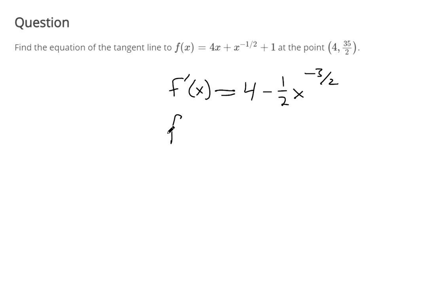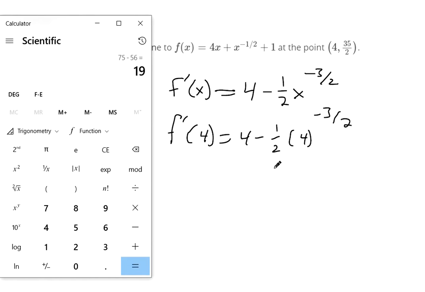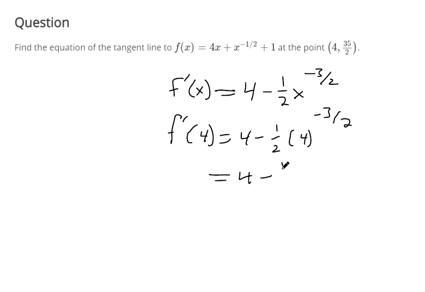And now we're ready for an x-coordinate. Plug in 4 for x. That way you can find out what the instantaneous slope is, and that'll help us create the equation that they're looking for. So if you do that, you can use your calculator. That's 4 to the negative 1.5 power. So that's 1/8. So this is 4 minus 1/2 times 1/8.